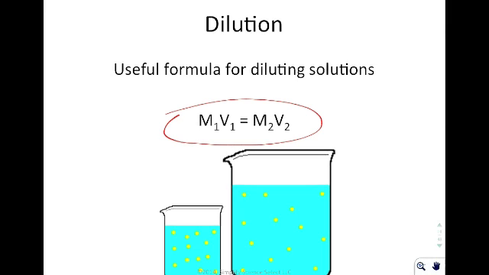Basically what this equation is saying is the molarity of the first one times the volume of the first one equals the molarity of the second one times the volume of the second one. This is just another way of saying that the number of atoms are conserved. When you take molarity and multiply it by volume, you get moles. So you have the same number of moles when you add water, is basically what this is saying.